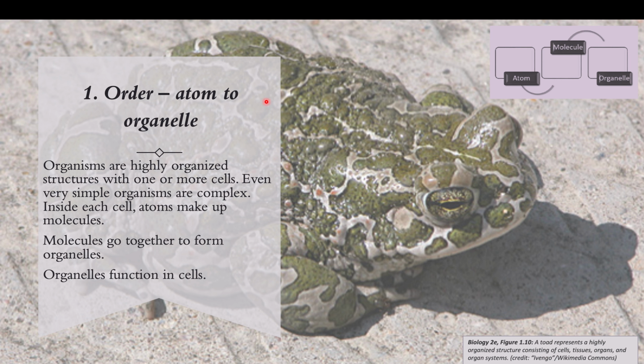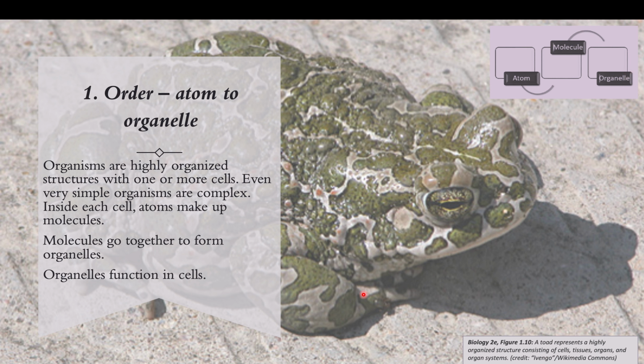Basically, order is the first property of life, and organisms are highly organized structures with one or more cells, which is an orderly way to be organized. Even very simple organisms are complex beings. Inside of each cell, atoms make up molecules, which is why the book organizes things this way. Atoms being the smallest unit of life, they make up molecules. Molecules go together to form organelles, and organelles function within cells.